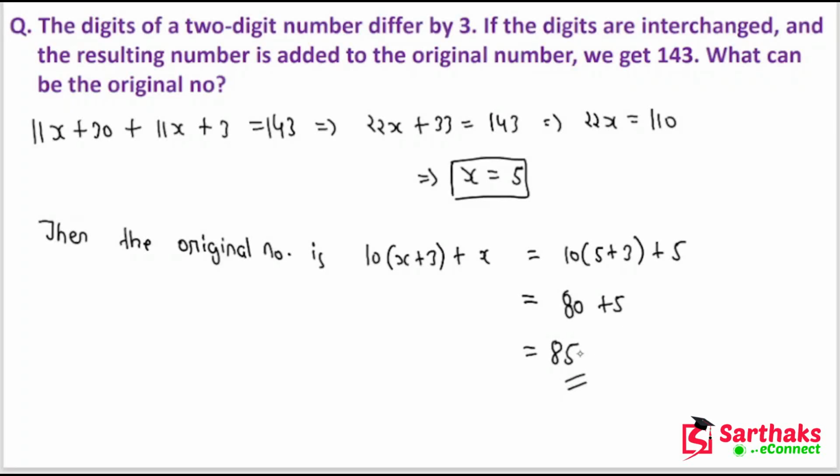Now you can see if you reverse the digits, you will get the number 58, and 85 plus 58 is 143. Also, if you had chosen x to be larger, then the unit digit would be 8 and the tens digit would be 5, and you would have got the number 58. So if you have chosen the unit digit to be larger, then your original number would come out to be 58, which is again the correct answer, because 85 and 58 are the same numbers in terms of this question, because their sum is 143. We have chosen x to be smaller, that is the unit digit to be smaller, so we got 85. If you have chosen the unit digit to be larger, you will get 58.